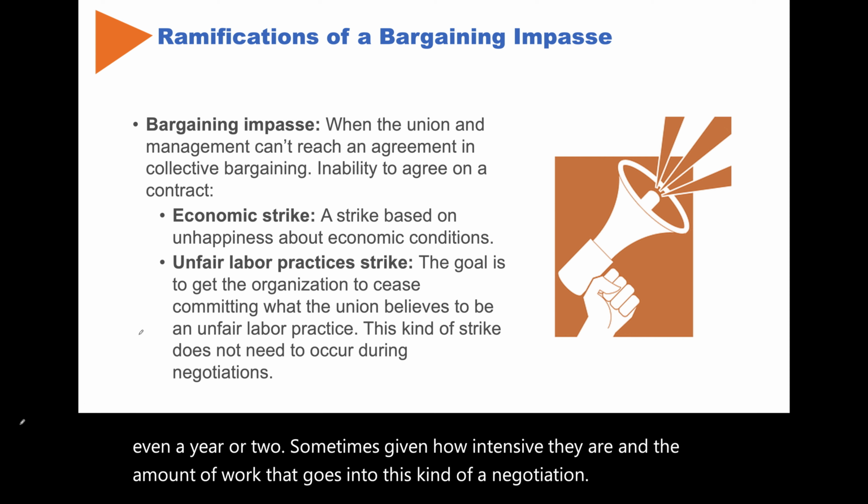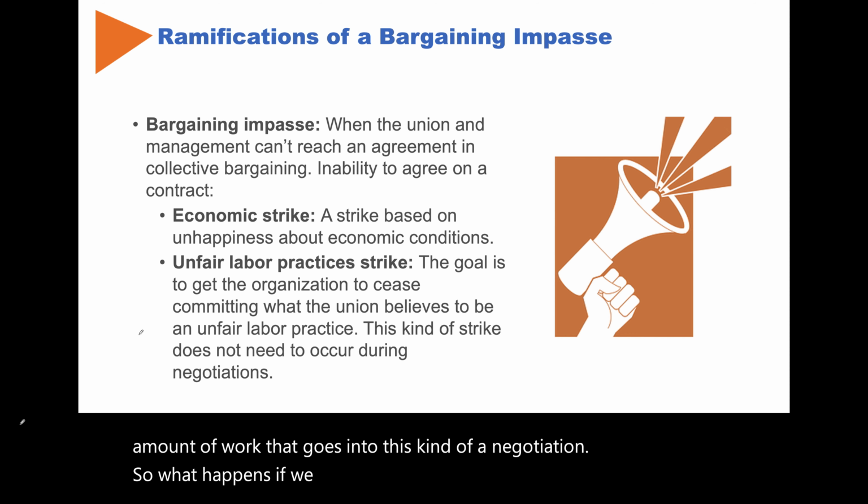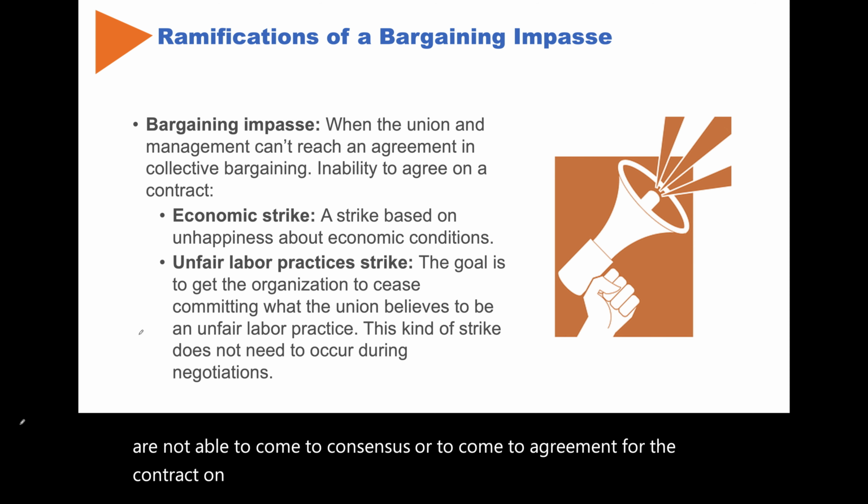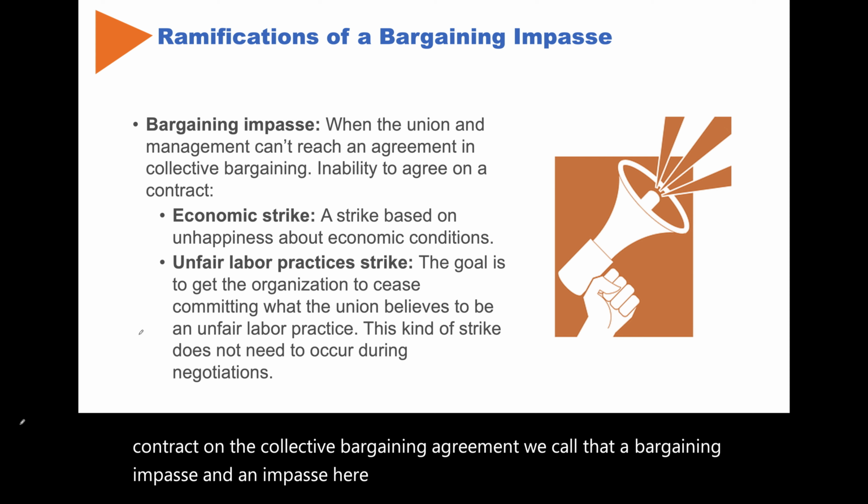So, what happens if we have a bargaining impasse? Well, if the two organizations are not able to come to consensus or to come to agreement for the contract on the collective bargaining agreement, we call that a bargaining impasse. And an impasse here means there is an inability to agree on a contract.